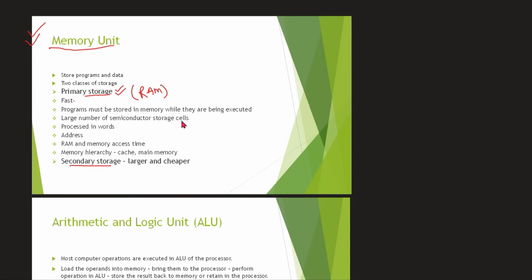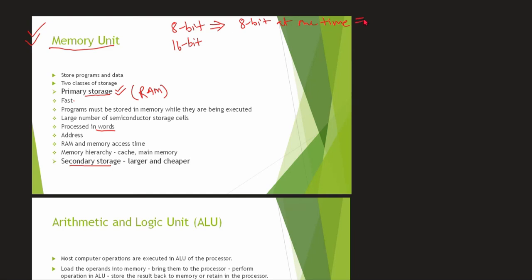A large number of semiconductor storage cells. Many storage cells, semiconductor cells, basically constitute the RAM. Processed in words. Whatever information is stored here will be processed by the processor in terms of words. So what is a word? A processor is considered to be, say, 8-bit, or we can say a processor is 16-bit. If an 8-bit processor is there, its meaning is the processor can process 8 bits at one time.